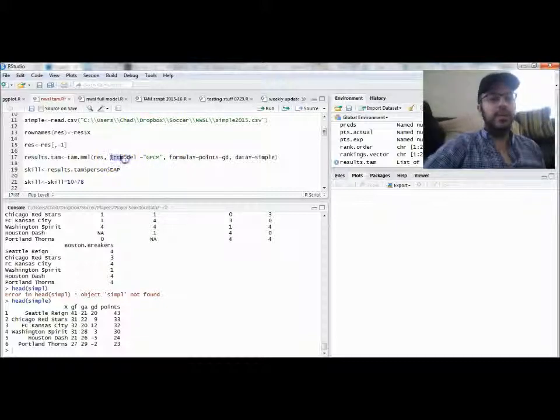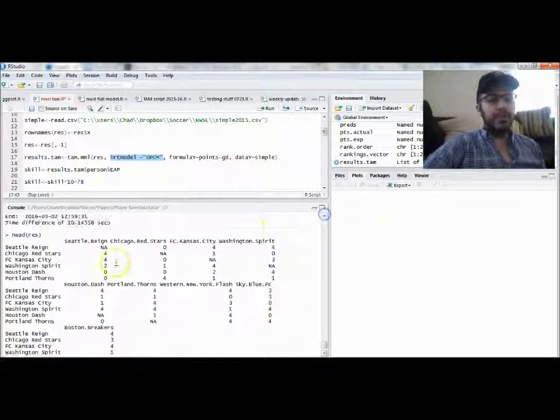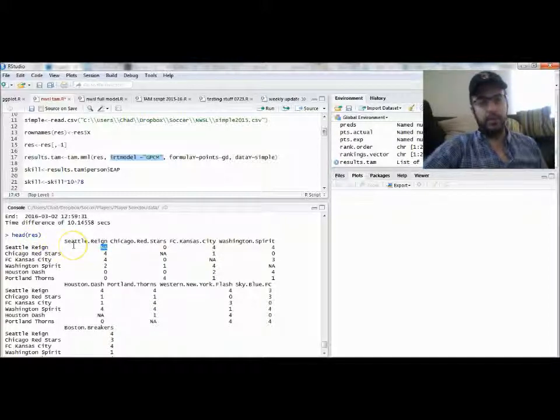The last thing I want to mention on this is the IRT model equals GPCM. So if you scroll up a little bit, you see I coded as 4, 3, 2, 1, 0, and then every team has an NA for themselves. The Seattle Reign never played the Seattle Reign at home, obviously. But you get 4, 3, 2, 1, or 0 points effectively. And GPCM just stands for Generalized Partial Credit Model.